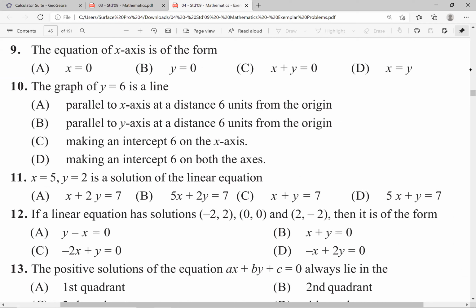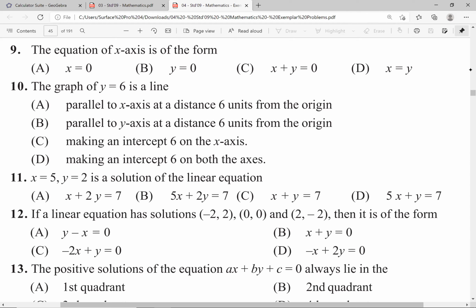So let's move on to the next one. The 10th one. Let's see who answers this. The graph of y is equal to 6. So y is equal to 6 is a linear equation, and we're going to plot its graph. It's going to be a line. What is that line going to look like? Ma'am, A. Yes.